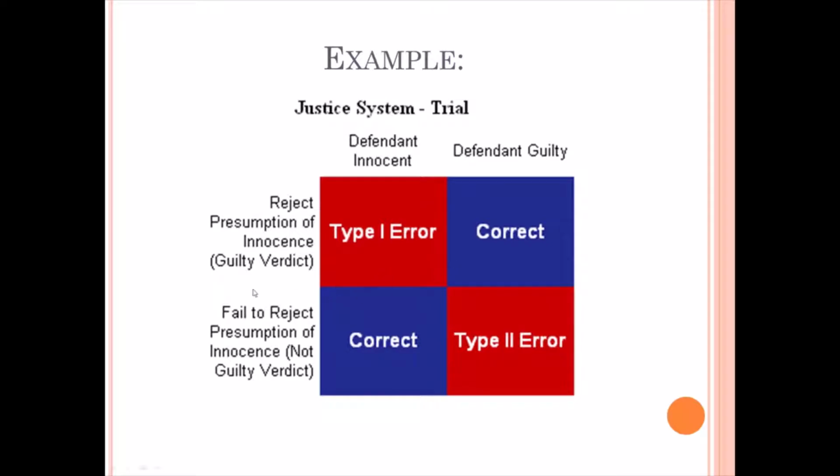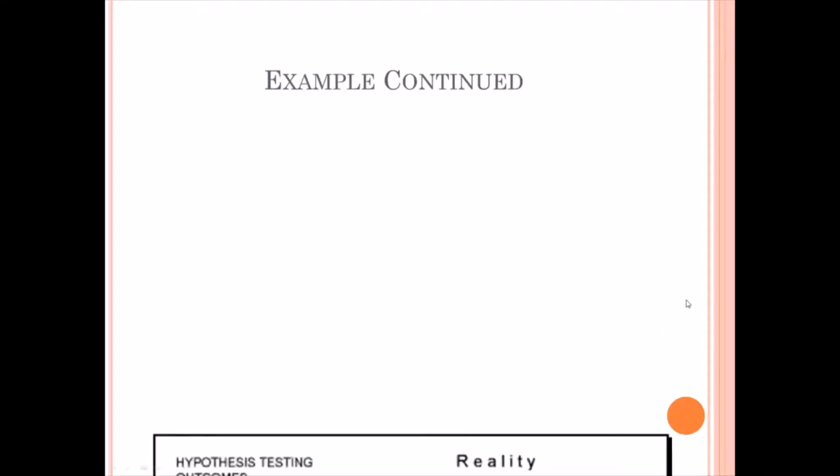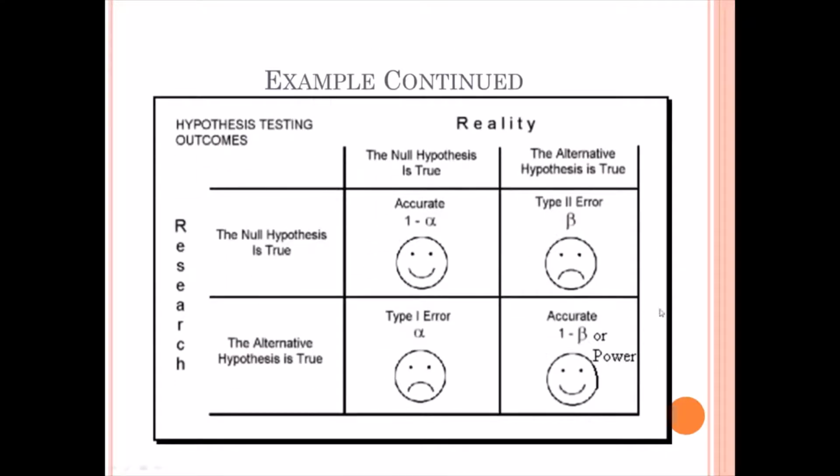A defendant is guilty, we reject H0. That's right. We thought they were guilty, they turned out to be guilty. Everything is good. If a defendant is innocent and we do not reject H0 that they're innocent, that is correct. All right, you remember that. This is the same thing, putting the letters on here.